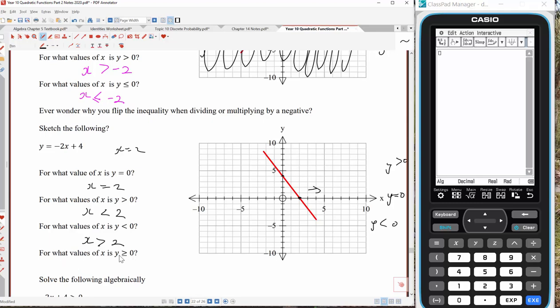All right, finally, for what values of x is y greater than or equal to 0? Okay, so greater than or equal to 0 will be all of these values over here. So that's going to be for x less than or equal to 2.